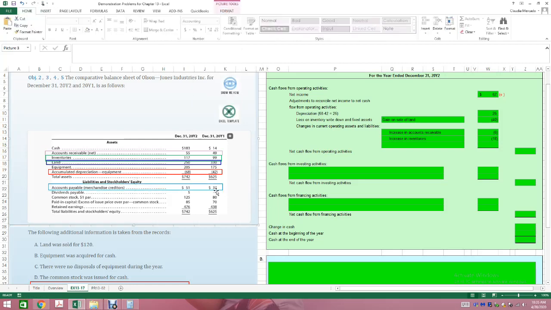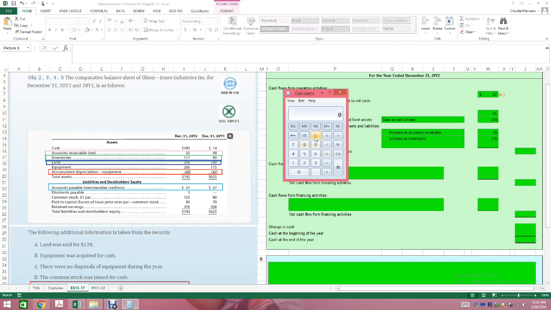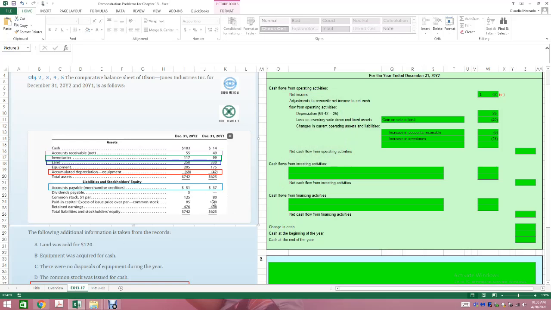So, I had $37 that I owed. Now I owe $51. So let's figure this out. My accounts payable increased by $14. How do I know that it increased? Well, we had $37. Now we have $51. That's more. So that's an increase of $14. Now, this is accounts payable. We have an increase in accounts payable.